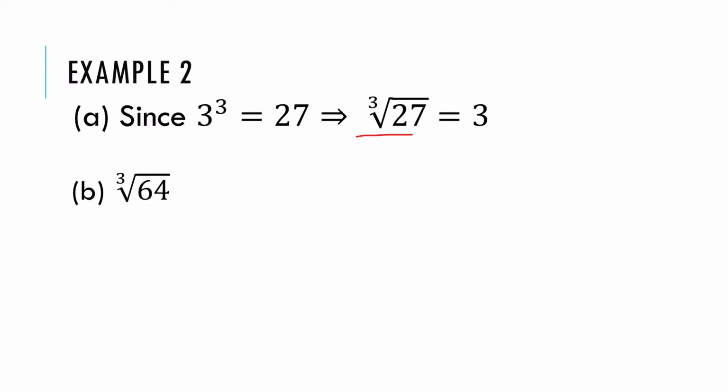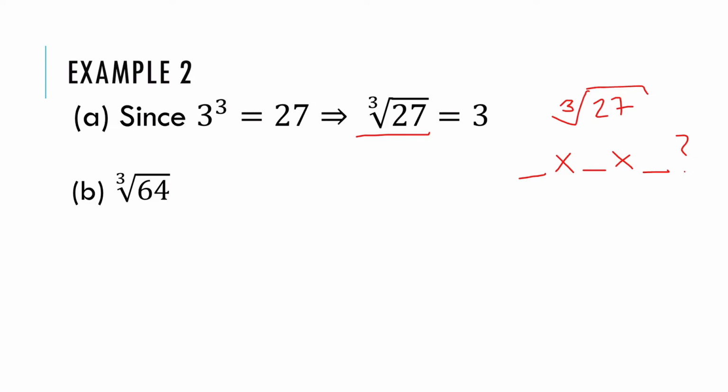So if we were asked, what is the cube root of 27? The question we ask ourselves is what number multiplied by itself, then multiplied by itself again, equals 27. If you're struggling with this, the best thing to do would be to start with 1 cubed. What is 1 times 1 times 1? What is 2 times 2 times 2? What is 3 times 3 times 3?